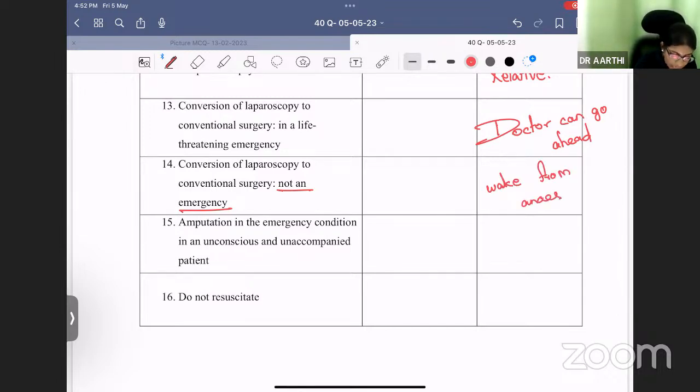Okay, amputation in an unconscious and unaccompanied patient. It should be some guardian. Okay, do not resuscitate. It should be properly applied, right? The relatives can take a decision, but it should be properly applied through the process, and it has to be sure that the person is having some terminal illness or something.